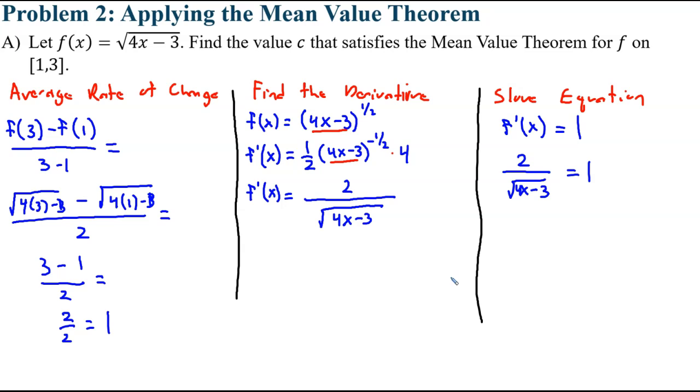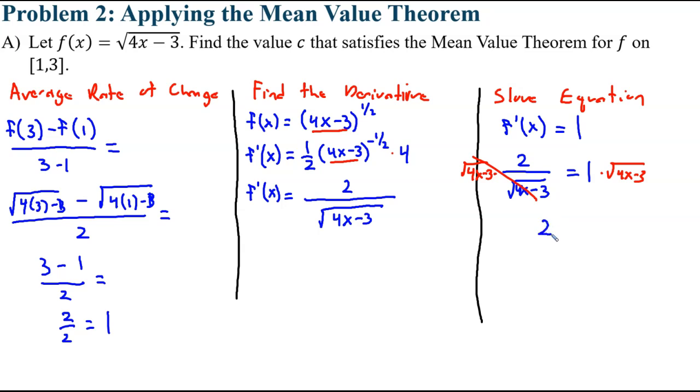And for this step, you're just going to solve whatever type of equation you end up with. Okay, here we have a rational equation with a radical in it. Anytime there's fractions, probably a good idea to clear the fraction out. I'm going to multiply both sides by this root 4x minus 3 to cancel my fraction out.